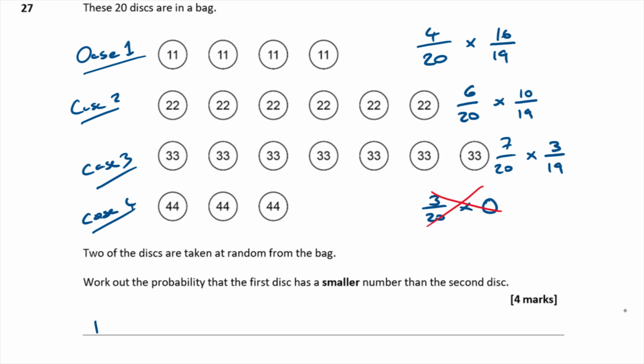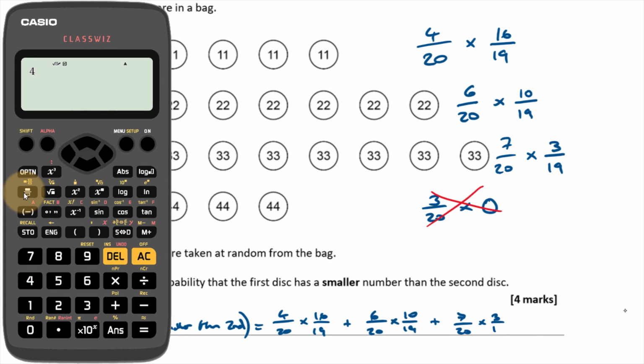So then the probability that my first is smaller than second is going to be those three different cases added together, isn't it? Either we got an 11 at first go and then it was bigger than an 11, or I drew a 22 on my first go and my second draw was bigger than a 22, or I drew a 33 on my first go, which was 7 out of 20, and then I drew bigger than a 33 on my second go, and that's it.